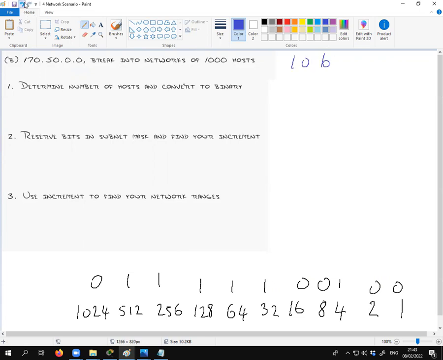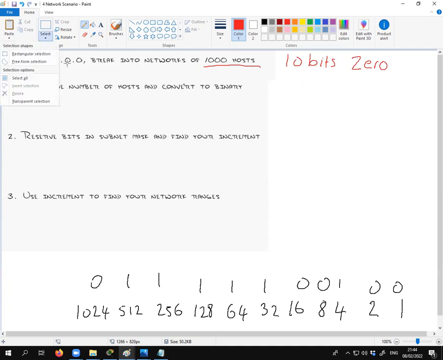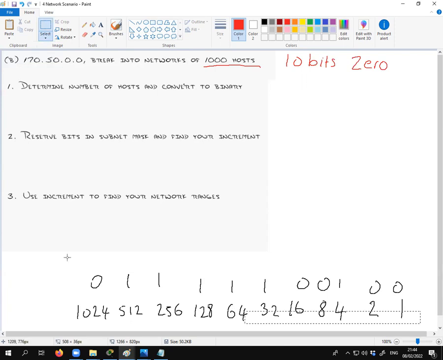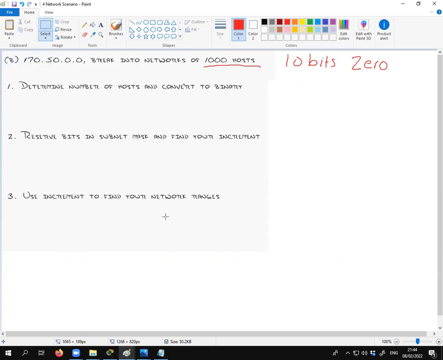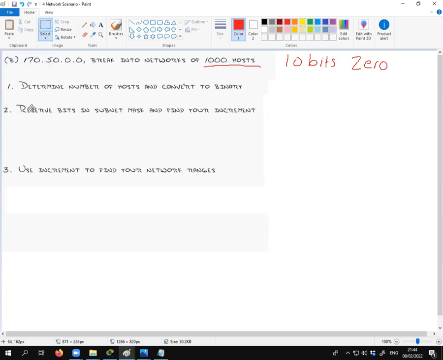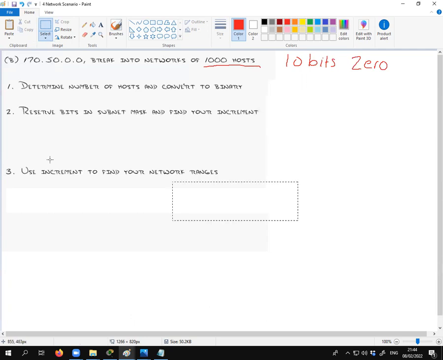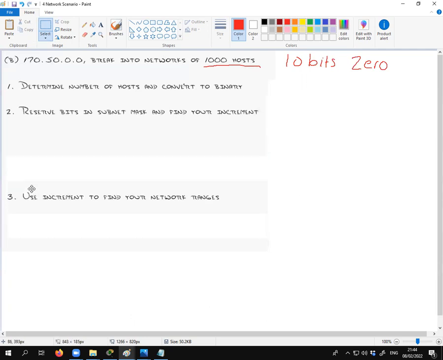But what are we looking for? 10 bits of ones or 10 bits of zeros? Ten bits of zeros. 1,000 hosts, 10 bits of zeros. So that table, I don't need this anymore, because I was only using that to find out how many bits it takes to make 1,000. That's all. So the second part is to reserve those 10 bits in the subnet mask and find the increment value.